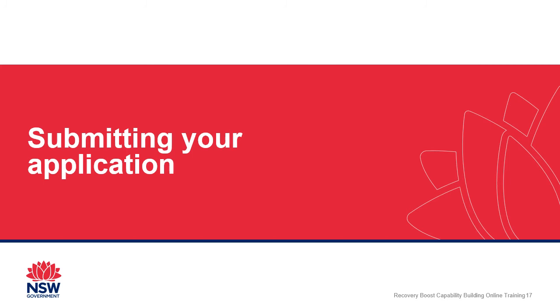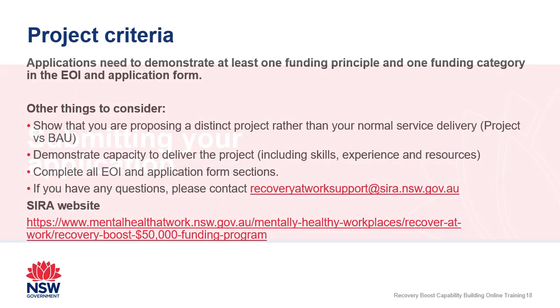We've reached the end of our webinar series, so I'm just going to finish by recapping on the process of submitting your application. Just to recap on the information presented in the first introductory webinar. Firstly, the applications need to demonstrate at least one funding principle and at least one funding category in the EOI and application forms.